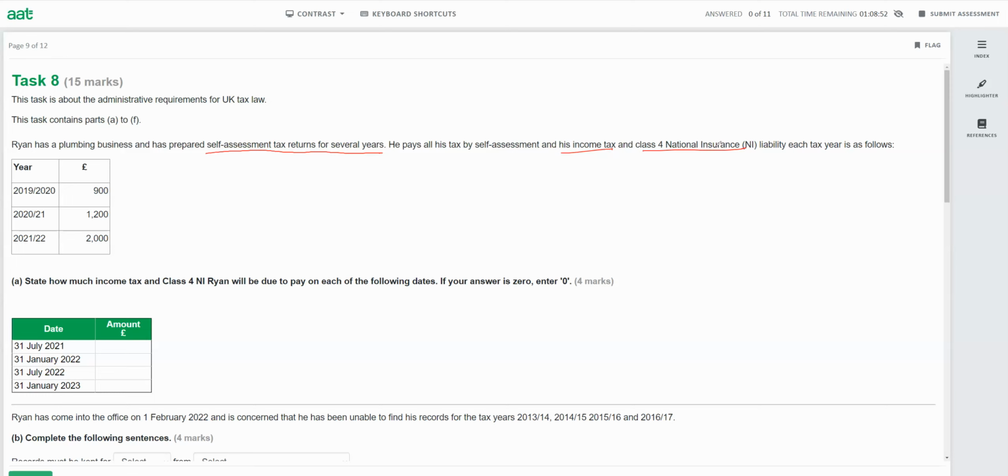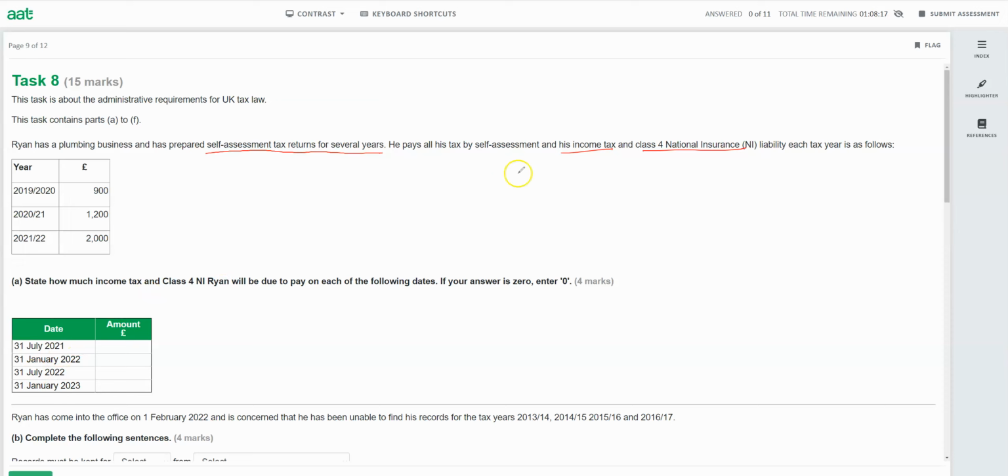So before you start, let me explain how it works when you are self-employed. Normally the deadline for the tax return is 31st of January if we do it online, and if we do it by paper form, this is 31st of October, 30th of October. So here we are thinking they do it online, so they didn't mention anything, but we have to assume Ryan does self-assessment and submits online. That is deadline 31st of January, because we can see the dates here, July and January.